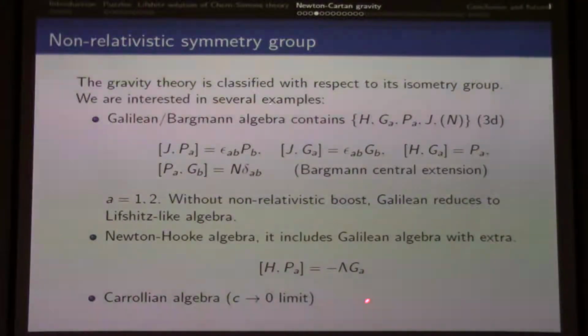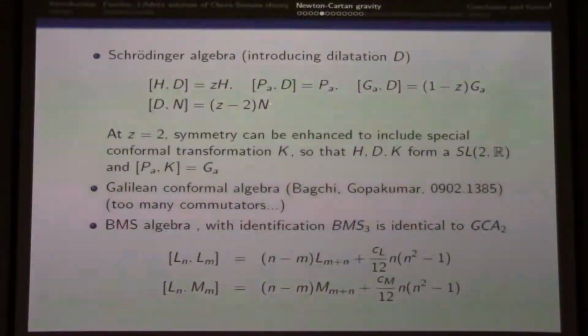And you can also add a cosmological constant. The algebra is called the Newton-Hooke algebra. And these two algebras are usually considered as the speed of light goes to infinity limit of the relativistic conformal algebra. And there's another limit, c equals zero, called the ultra-relativistic limit, which gives the Carrollian algebra. But this is not the topic that we are interested in today, so I didn't write it down.